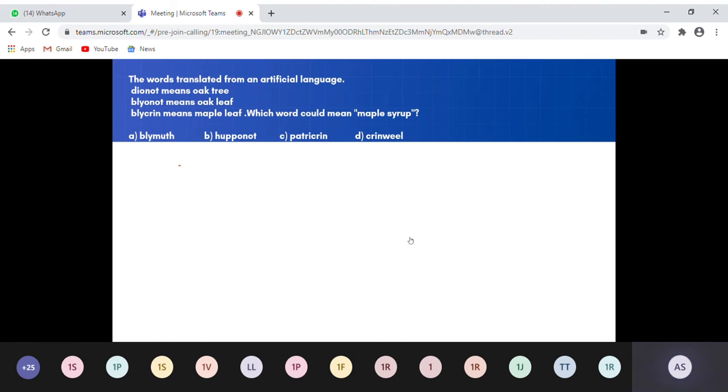Aditya says answer option C. Nida says answer option C. Sanket says D. Spoti says D. Meghna says C. Sanket says C. Okay.